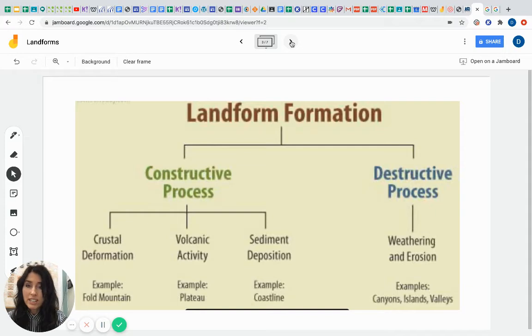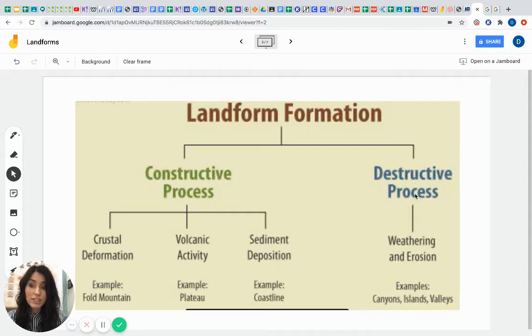The first thing we need to know is that there's different types of landforms and the way that they form. We have constructive processes and we also have destructive processes. Let's start first with our constructive processes. We have the crustal deformation, we have volcanic activity, we also have sediment deposition, and the examples would be a crustal deformation would be how there's folds in mountains. Volcanic activity, the example would be a plateau. To have sediment deposition, that would be the coastline.